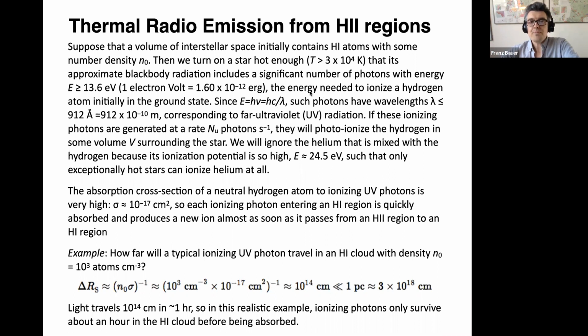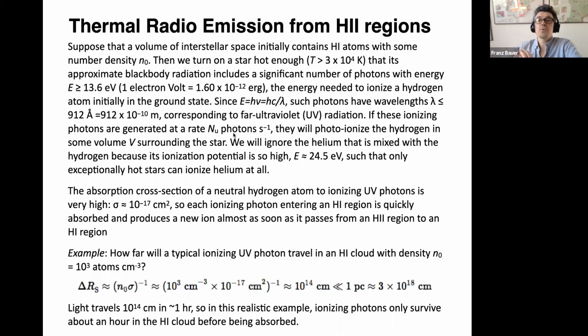And so this sort of energy, you need this energy to remove the electron from a neutral hydrogen atom, and that's roughly, you need a photon of this wavelength or shorter to give it that energy. And this will photoionize. So the number of ionizations is directly related to the number of photons that the star is producing.